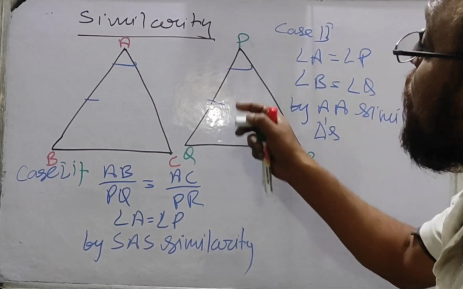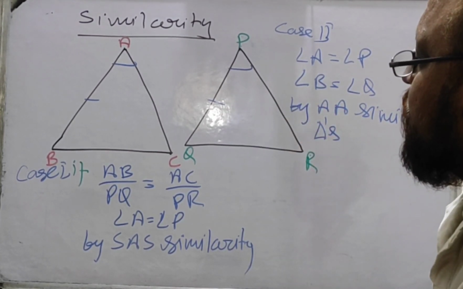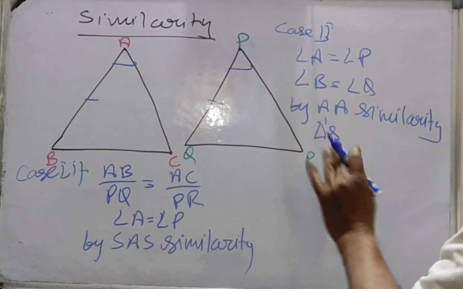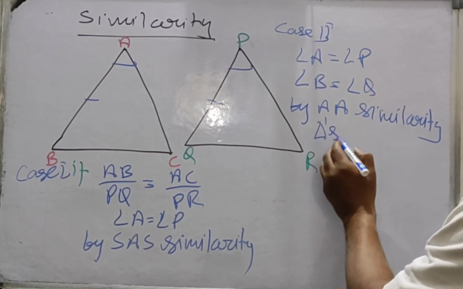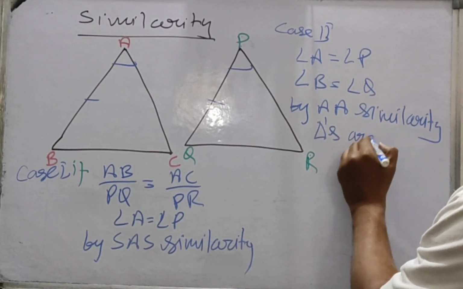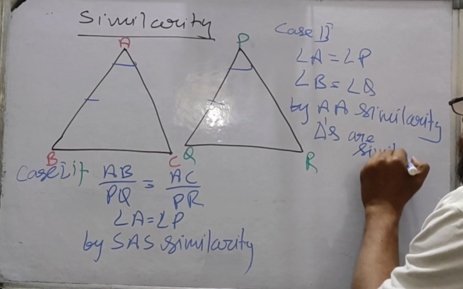But you have to find the ratio. If the ratio is the same, then it will work. Let me finish here. By AA similarity, triangles are similar. One more thing is there.